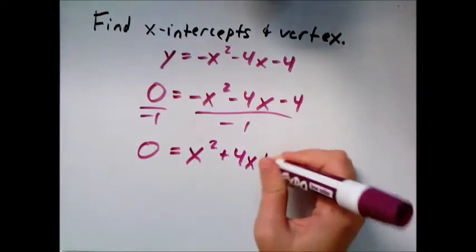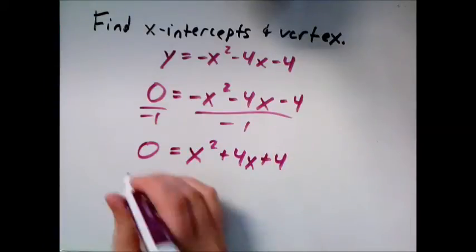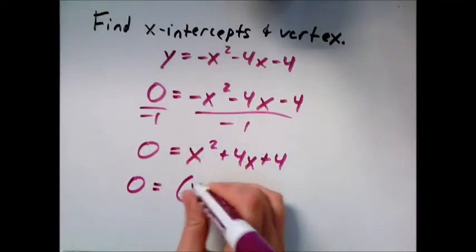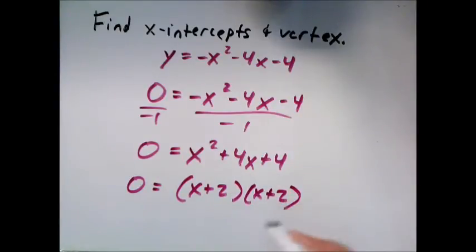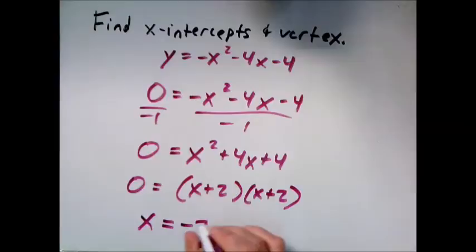So plus 4x plus 4. So can I get this to factor? Maybe (x + 2)(x + 2)? All right, so notice that gives me two answers, but they happen to be the same answer. It's -2 and -2.